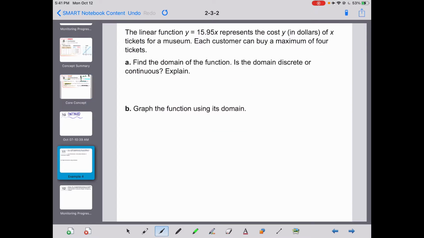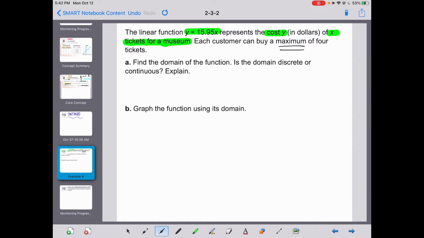So we're going to start with this application. It says the linear function y equals 15.95x represents the total cost, y in dollars, of x tickets for a museum. And then it says each customer can buy a maximum of 4 tickets. So think of maybe you and your family. Let's say you're a family of 4. You might take your sister to the museum. You might take your sister and your mom to the museum, maybe just your dad, or maybe all of them. But the maximum number of tickets you would get for you and your family is 4.